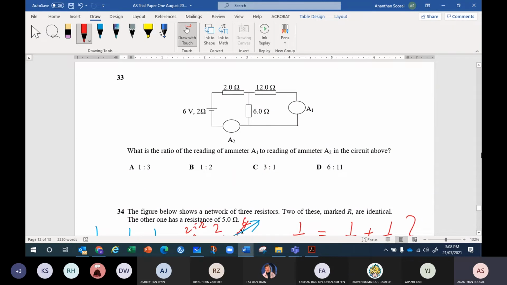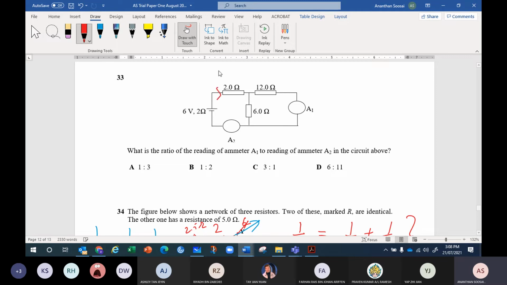Okay, 33, circuit. What is the ratio of reading of A1 to reading of A2 in the circuit above? So A1 is placed here, A2 is in the main branch. It's a 6-volt battery. It has its own internal resistance of 2 ohm. Here got 2 ohm. Here 6, 12. Okay. So what is the ratio of A1 and A2?